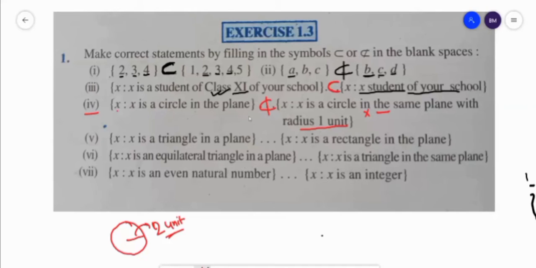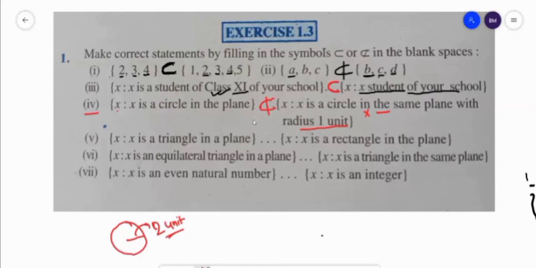But you can say that this is a superset. This sign you can use, but it is not given in the options. This is the set of all circles and this is the set of unit circles. So the first one is not a subset of the second one. The second one is a subset of the first one. So it will be not a subset. This sign we will apply.